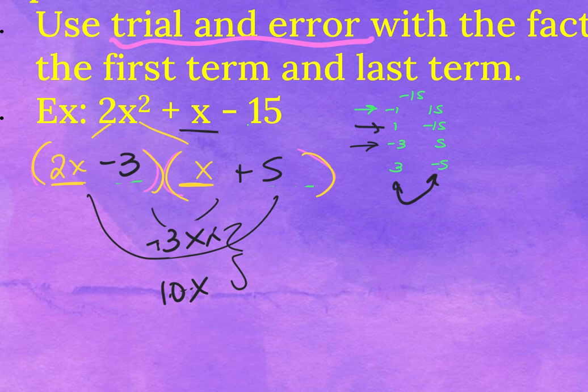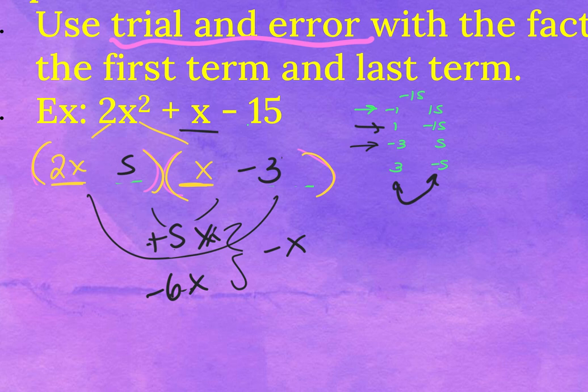Wait, did I just switch? I just did the same. Sorry, I already did that one. Switching them. Positive 5, negative 3. And that gives me a negative 6x and a positive 5x. So I have negative x. I'm close, but my signs are wrong.